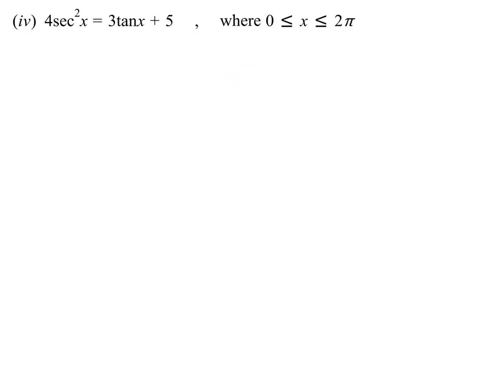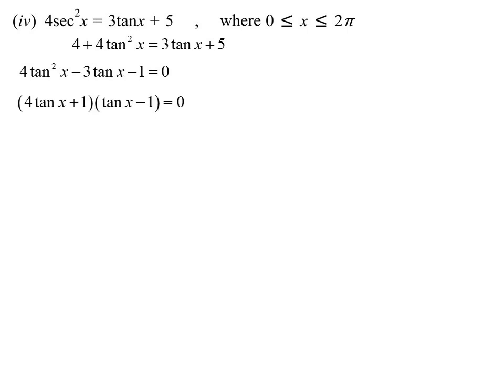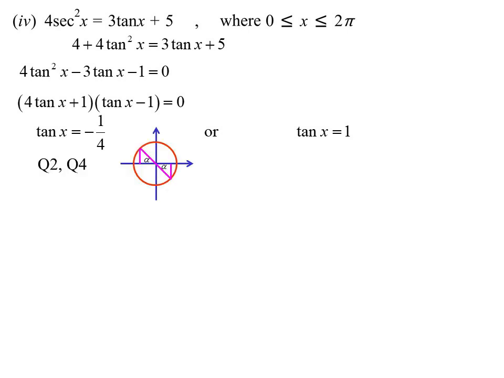Oh yes, then we get ones where we could use our trig identities. So sec squared I can change to 1 plus tan squared. Again, I get a quadratic. That one factorised nicely as well. I get tan x equals minus a quarter. That one's not an exact value. It's all right. I still do it the same way.